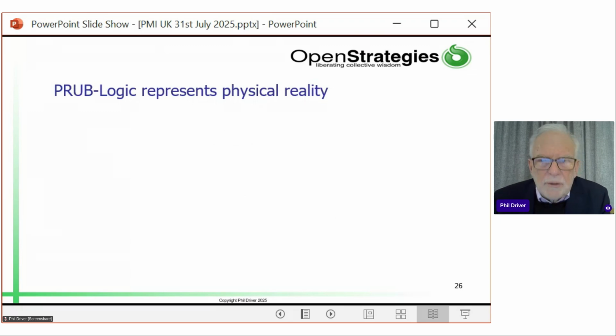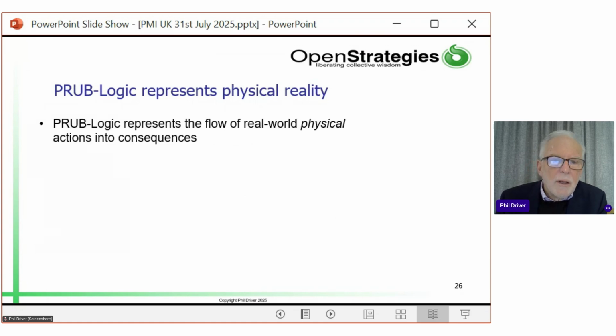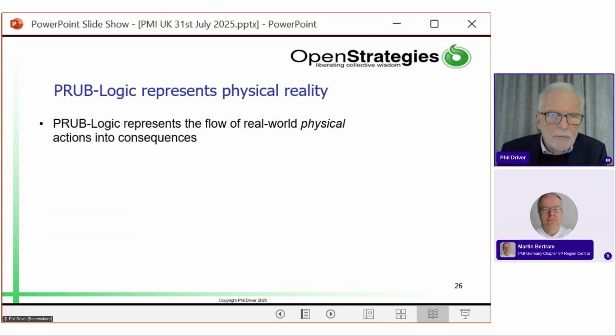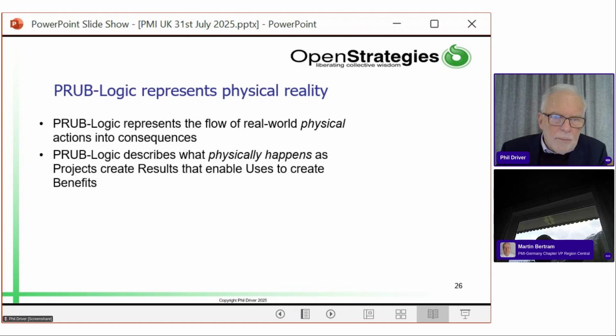PRUB-Logic represents physical reality. So projects, results, uses, and benefits are real things happening in the real world. They're not academic concepts like objectives and goals and outcomes. They describe actual physical things. PRUB-Logic represents the flow of what happens in the real world. Projects create results. Results enable users. Users create benefits. So it's physical reality representing real flows. Just repeating that, it's grounded in practical reality.